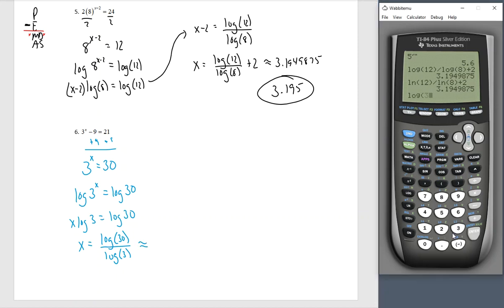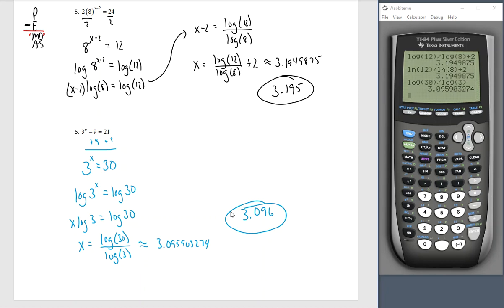And what is this? This is log of 30 divided by the log of 3. Keep in mind 30 divided by 3 is 10. This is not 10, right? The logarithm does something to it. Put down the whole answer, and then remember, we're rounding to 3 decimal places. So this 5 gets rounded up to a 6. And we have our last answer.